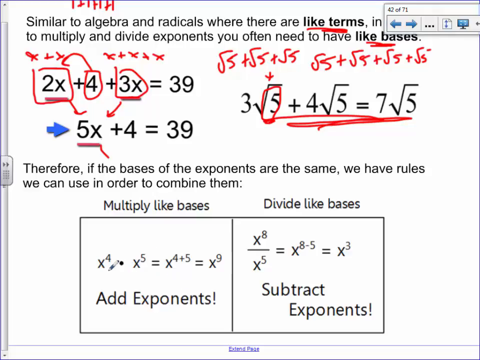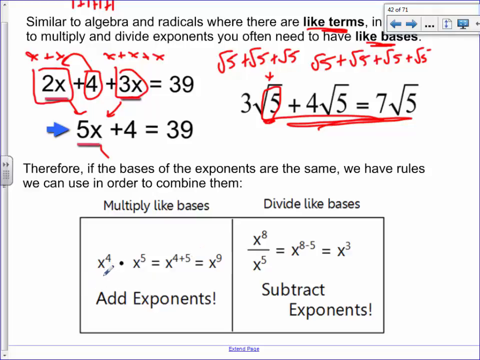So maybe you've seen this before. X to the 4 times x to the 5. The rule is you actually add the exponents and make it x to the 9. Has anyone ever seen that rule before where you've been shown that? Here's the bigger question. Do you understand the why that works, or did you just memorize a rule? Memorize it? Well, let's show you why this works.